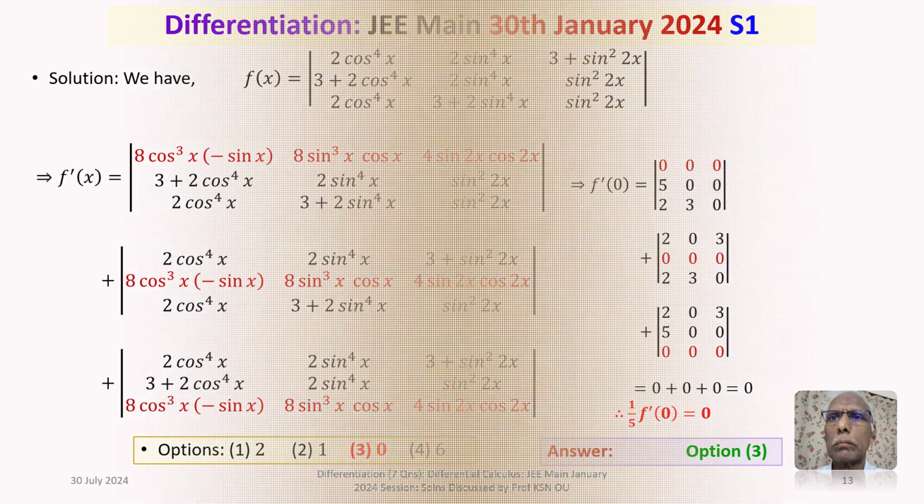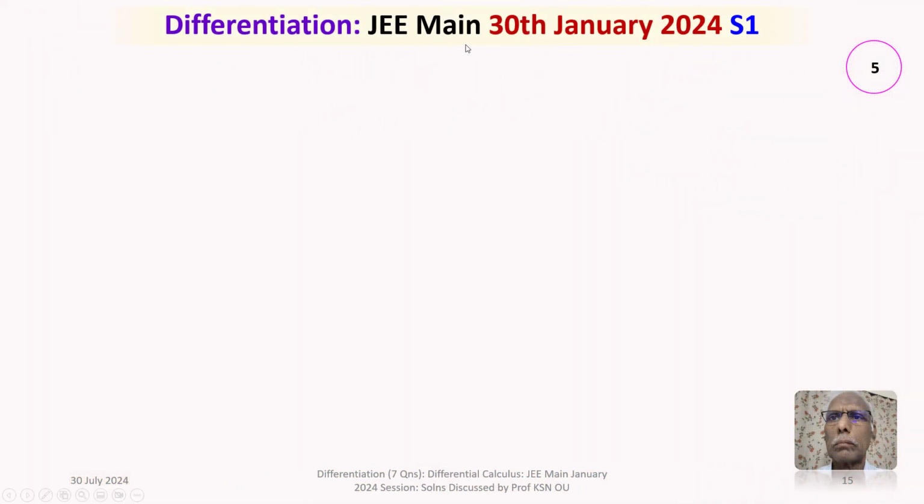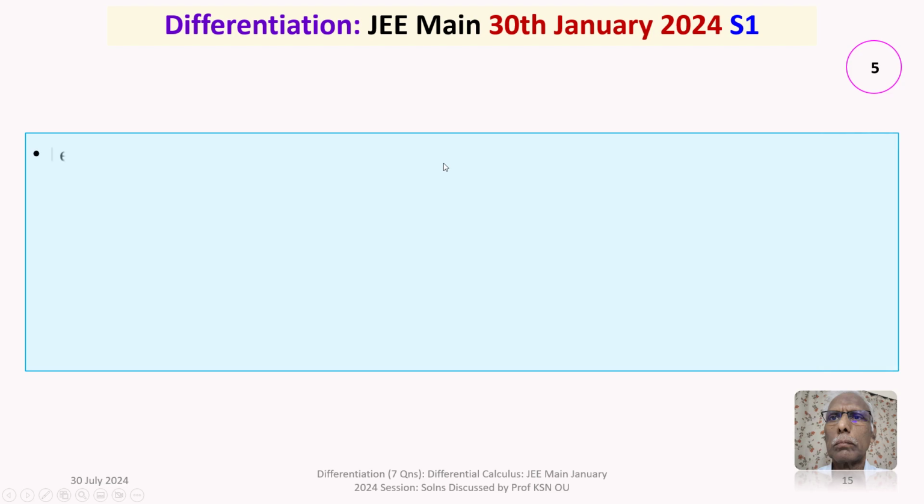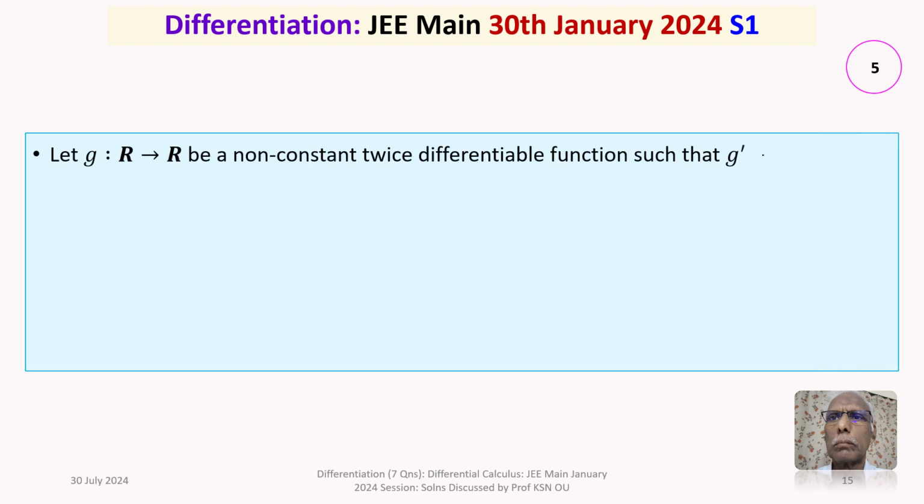Let's now move to the next question. This question has appeared in the JEE Main exam held on 30th January 2024 in the first shift. The given question is, let g be a non-constant differentiable function from the set of real numbers to real numbers, and it is given that g prime at 1/2 is equal to g prime at 3/2.